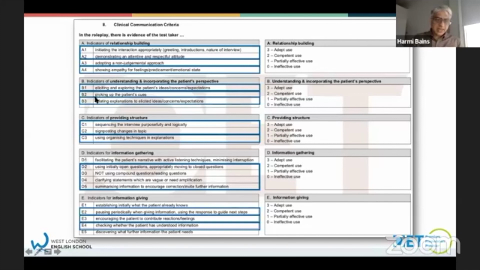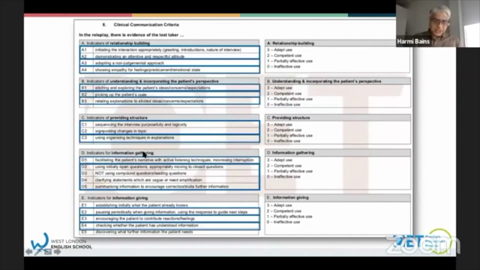Again, here I've highlighted picking up the patient's cues. So it's really listening to the patient. And again, I think this student did that really well. She paused a lot and she was always inviting responses from the patient.